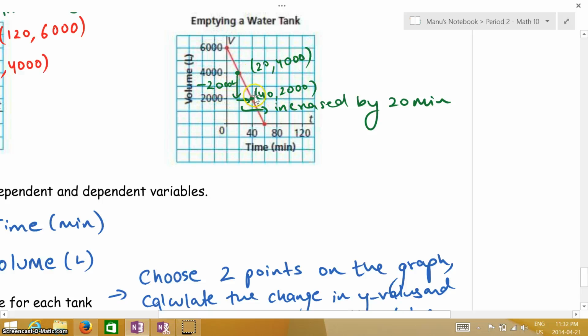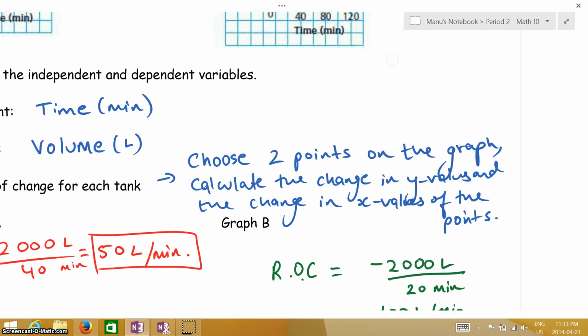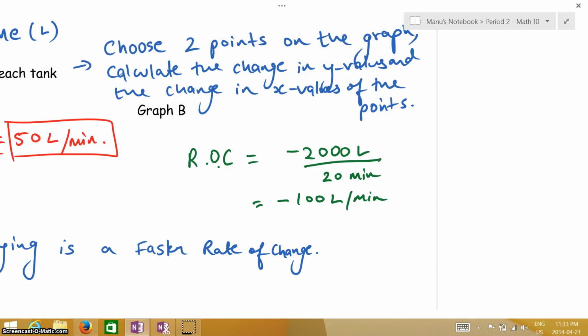Going from point 1 to point 2, my volume drops by 2,000, so negative 2,000, yet the time increases by 20 minutes, from 20 to 40. Volume is going from 4,000 to 2,000, so down by 2,000. When I take a look at the rate of change here, it is negative 2,000 liters divided by 20 minutes. As a result, that's negative 100 liters per minute. So that's the rate of change for the second graph.